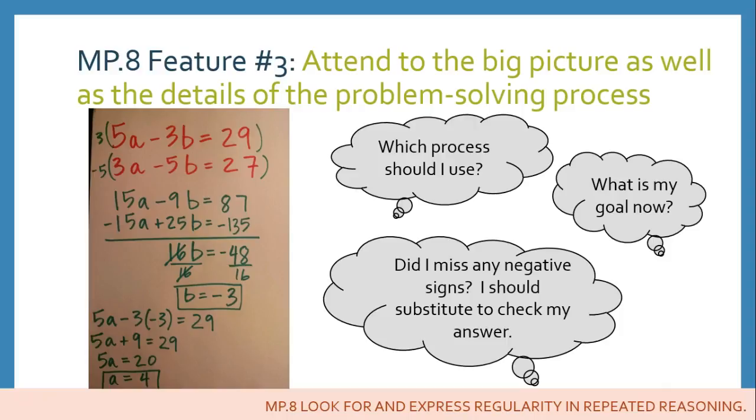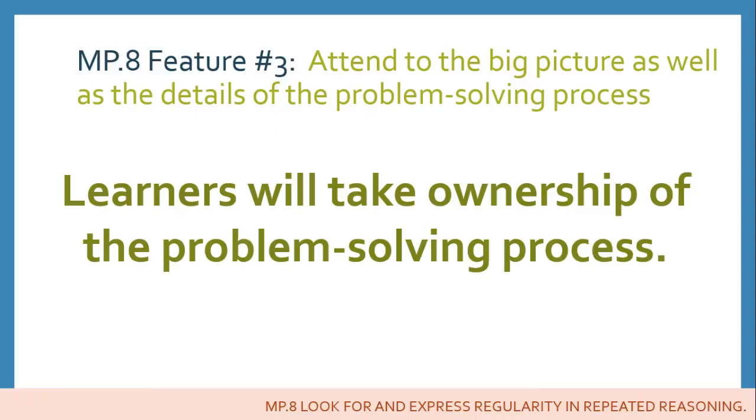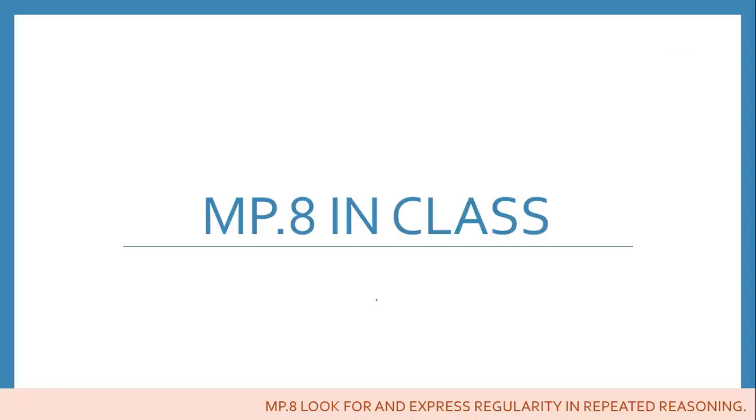By encouraging learners to attend to the big picture as well as the details of the problem-solving process, you'll see them take ownership of problem solving rather than relying so much on memorized steps. Each of the previous examples illustrates how students could look for and express regularity in repeated reasoning. Now let's watch these middle school students look for and express regularity in repeated reasoning as they try to identify proportional relationships.